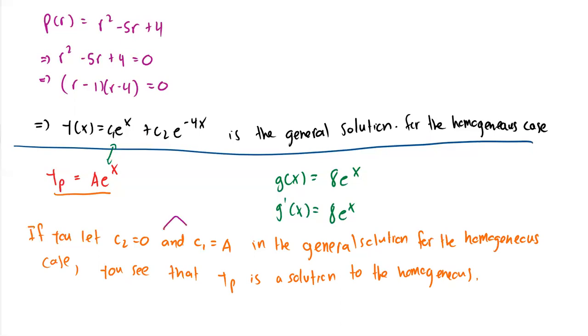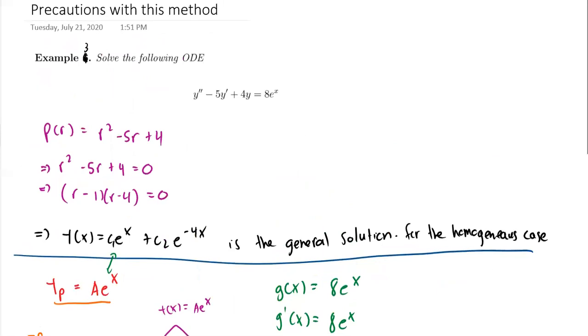So y of x becomes A e to the x, meaning that without plugging y sub p into the ODE, I already know that the left-hand side is going to be 0 by definition. That's what it means to be a solution to the homogeneous case. You get 0. And that's a problem for us because we don't want to get 0. We want to get 8 e to the x.